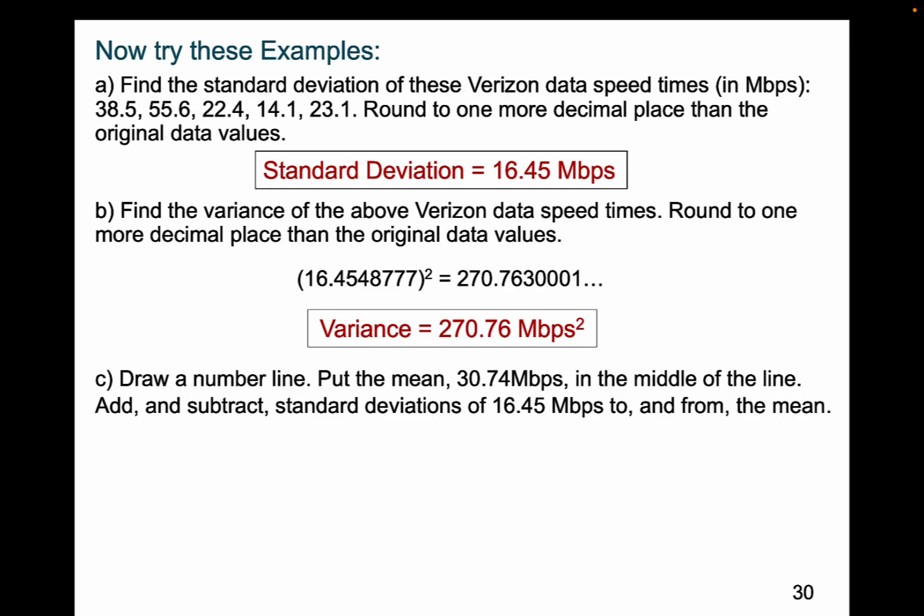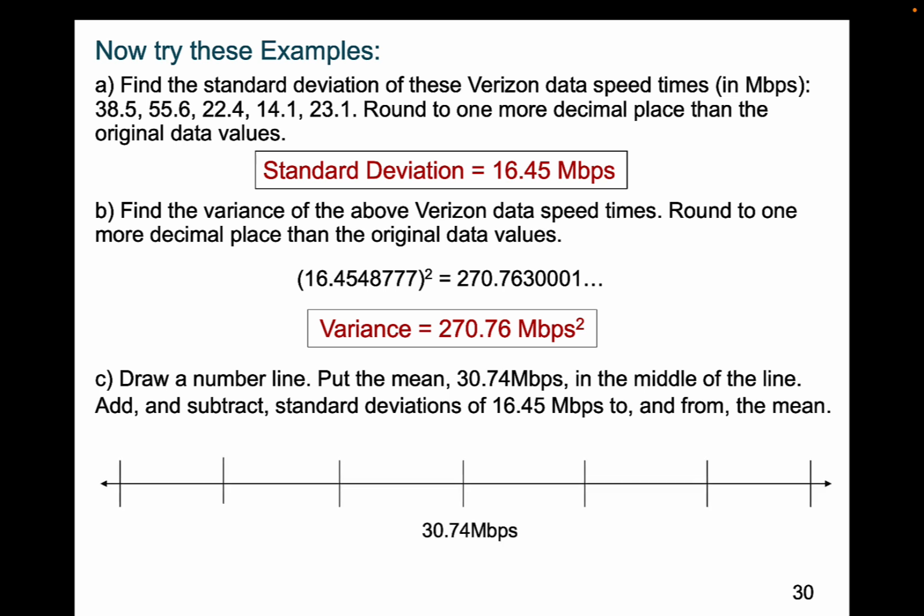Okay, so what's happening now is we're going to start to explore what the standard deviation and variance are. You saw the simplicity, when using technology, of how to run the program that gives us the standard deviation and variance. So now let's start to discuss what those values represent. Using a number line is a great visual. We put the mean, because we know the mean is the measure of center, in the middle right here. So we're at 30.74 megabits per second.